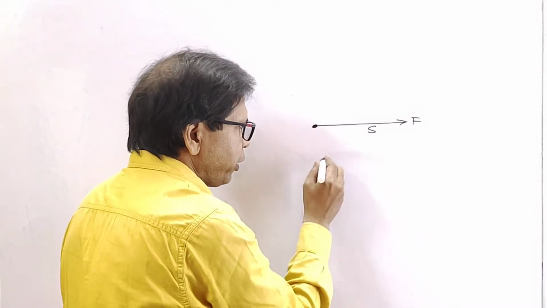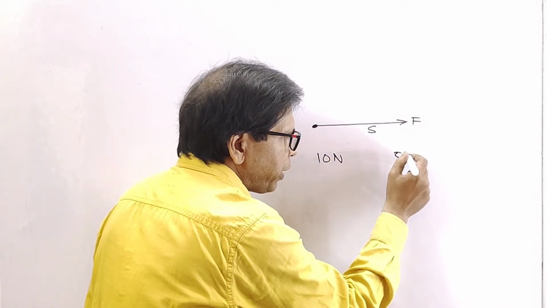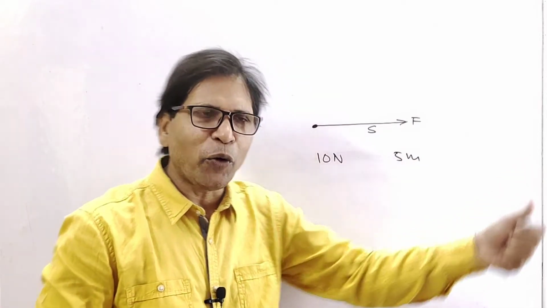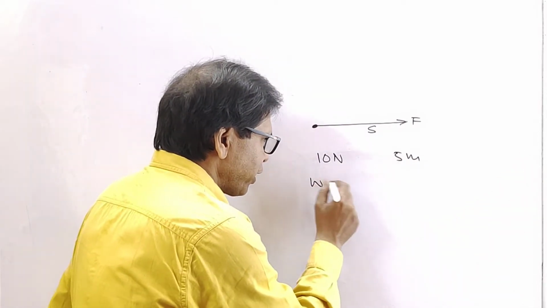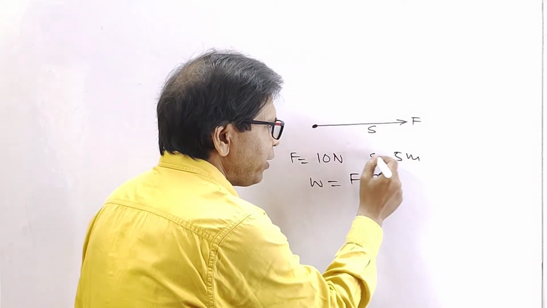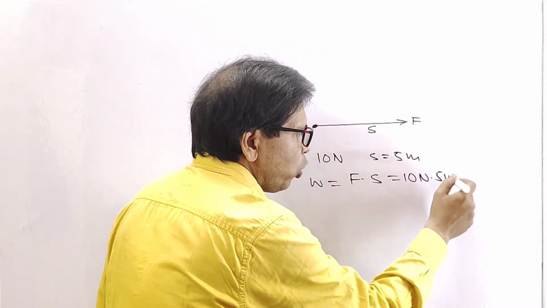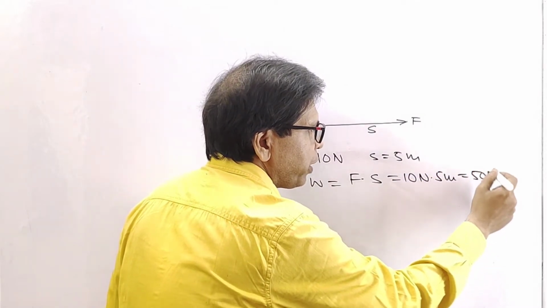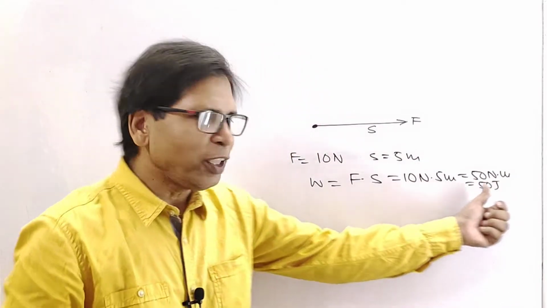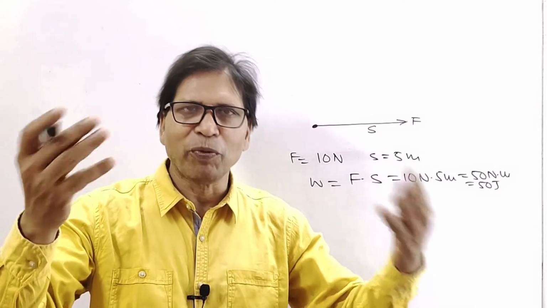Now, if a force of 10 newton produces displacement 5 meter in the direction of applied force, then what is the work done? Work done is equal to F into S, so this is 10 newton into 5 meter, so this is 50 newton meter, that is 50 joule. So work done is positive and this work done is called work done by the force.